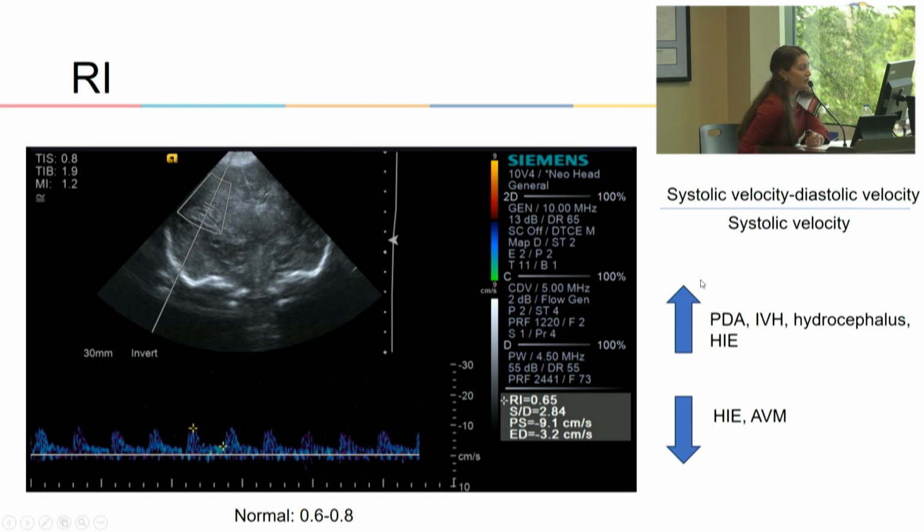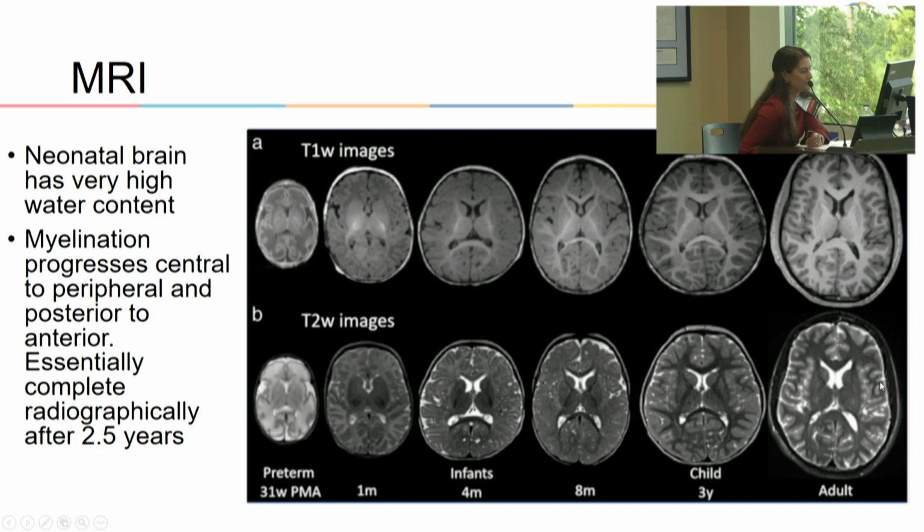It can be either increased or decreased. HIE, hypoxic ischemic encephalopathy, is probably the most common scenario when I look at the RI. And it can be increased or decreased depending on the degree and the location. But if it's abnormal, it would suggest more severe injury. But then things like a PDA, where the diastolic flow is going to be affected, IVH, hydrocephalus, any kind of pressure differentials, or weird flow patterns like those produced by an AVM could cause abnormal RI. So just something to be aware of.